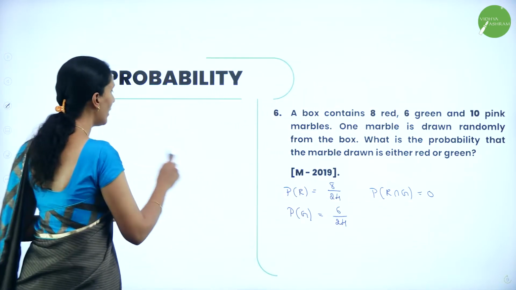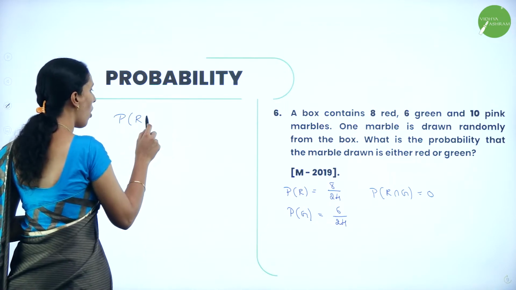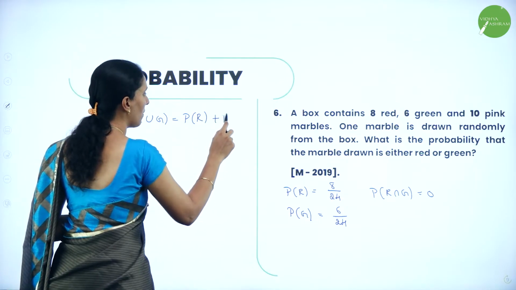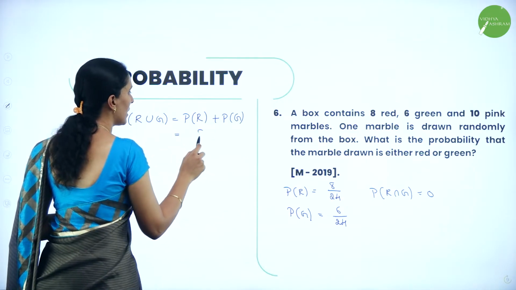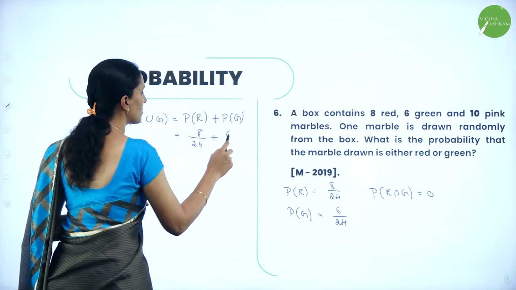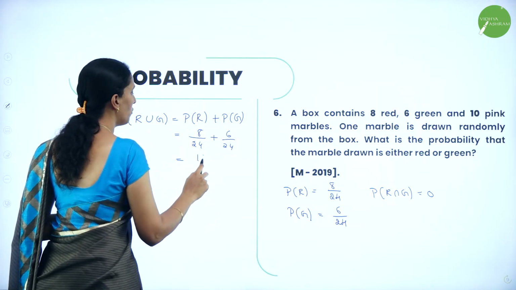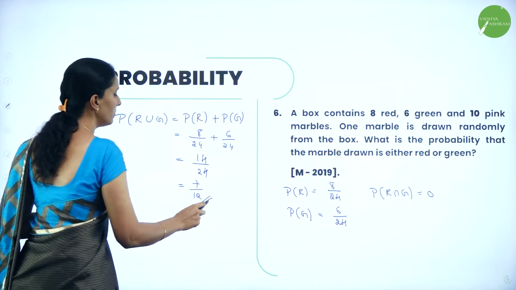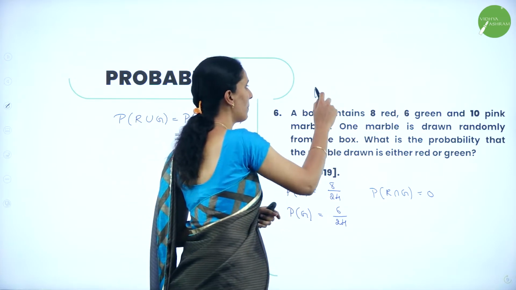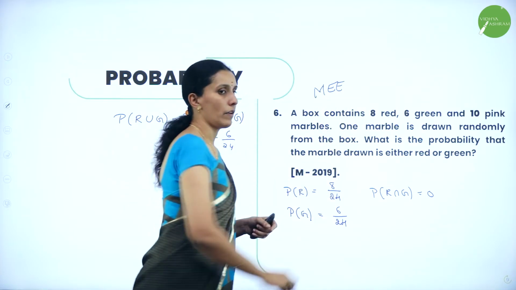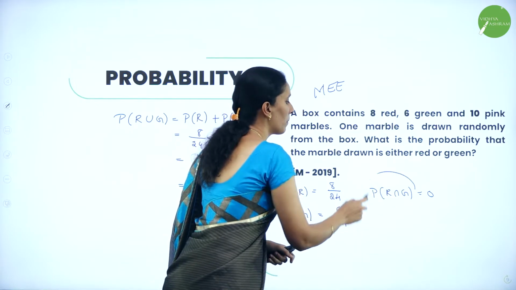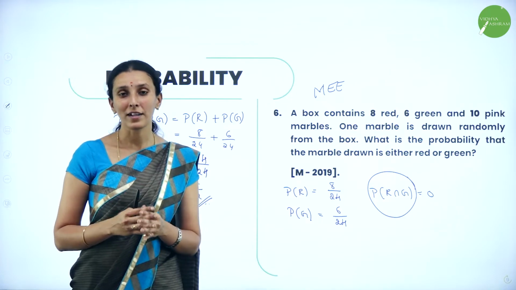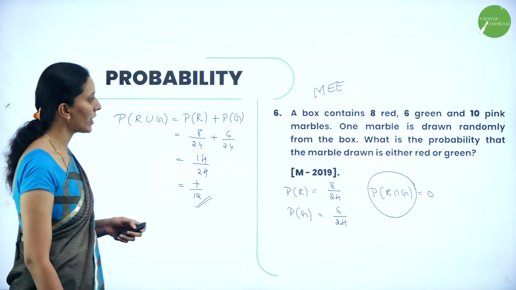Now we need to calculate probability of red or green. So that is only the sum of the individual probabilities. So that is 8 by 24 plus 6 by 24. That is equal to 14 by 24 or it is equal to 7 by 12. So this is one of the examples for mutually exclusive events where the probability of their intersection is 0. So these are the types of question they may ask you for 2 marks. Next we will move on to 3 marks questions.